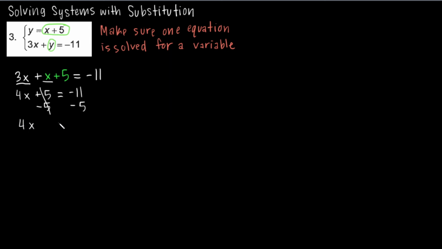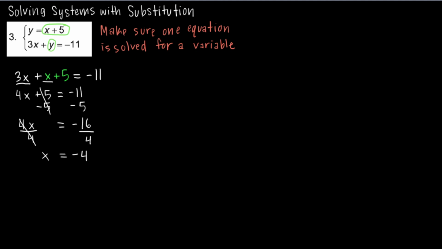Now we have 4x equals negative 16. Negative 11 minus 5 is negative 16. So now we are going to divide both sides by 4 to cancel it out. And now we should have x equals negative 16 divided by 4 is negative 4. Okay, it's really important that we remember this part. We're about halfway done with solving this problem.